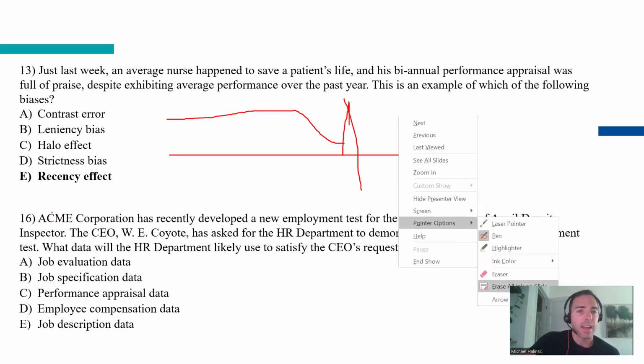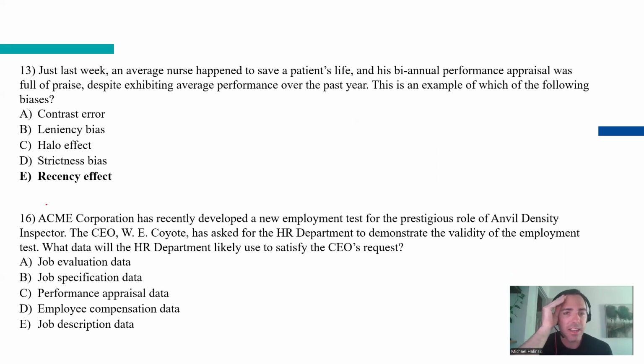All right. ACME Corporation has recently developed a new employment test for the prestigious role of Anvil Dentist Density Inspector. That's weird. The CEO, W.E. Coyote. Is this a spin on the Bugs and Tweety show? What is that? Was the Coyote, and where's the Roadrunner? The Coyote has asked the HR department to demonstrate the validity of the employment test. What data will the HR department likely use to satisfy the CEO's request?